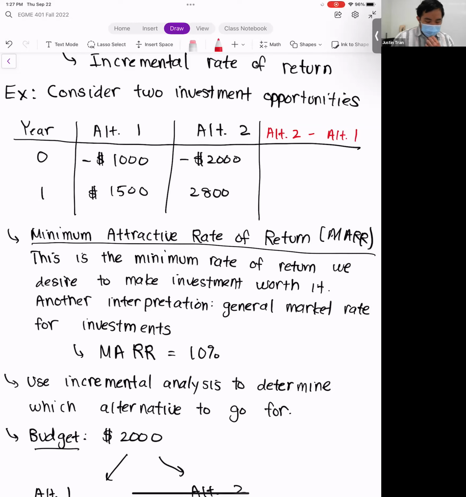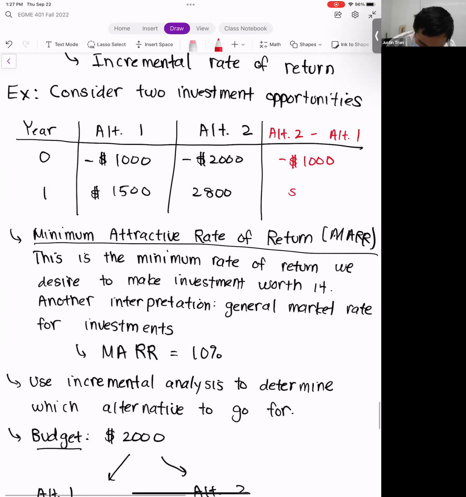Okay. And so we're just going to subtract across the row. For the initial cost, we're going to do minus 2,000 minus a negative 1,000, and so this is going to be minus $1,000. Okay. And then for the second row, we're just going to subtract across too. So we're going to do 2,800 minus 1,500. And so what we get from this is 1,300.